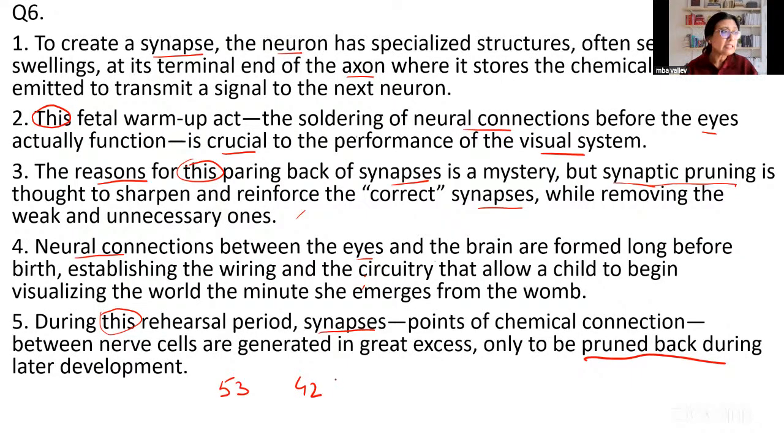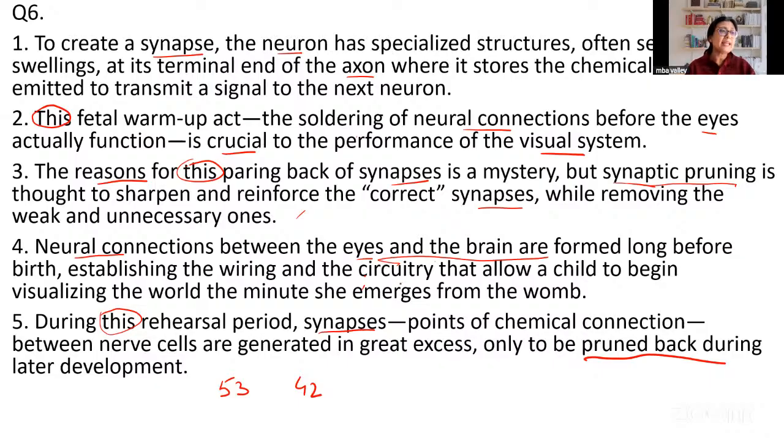Okay? Sentence number 4 sets the context of the paragraph. It mentions the formation of neural connections before birth, specifically focusing on the connections between the eyes and the brain. देखो, न्यूरल कनेक्शंस बिटवीन द आईज एंड द ब्रेन आर फॉर्म्ड. इस बात पे ध्यान दो. तो यहां पर ये कनेक्शन बनाना बहुत जरूरी है, मैंडेटरी पेयर बनाना बहुत जरूरी है.